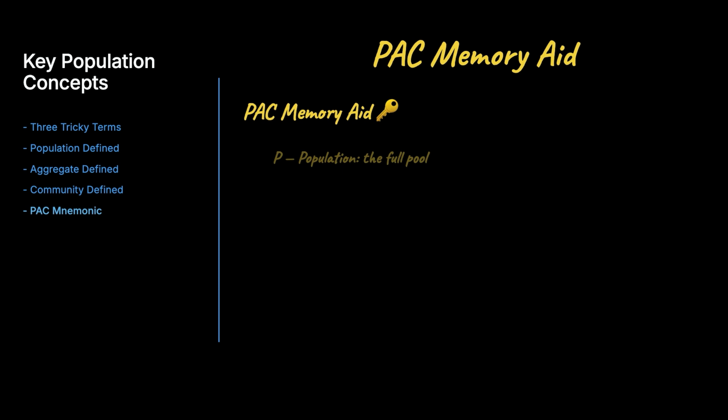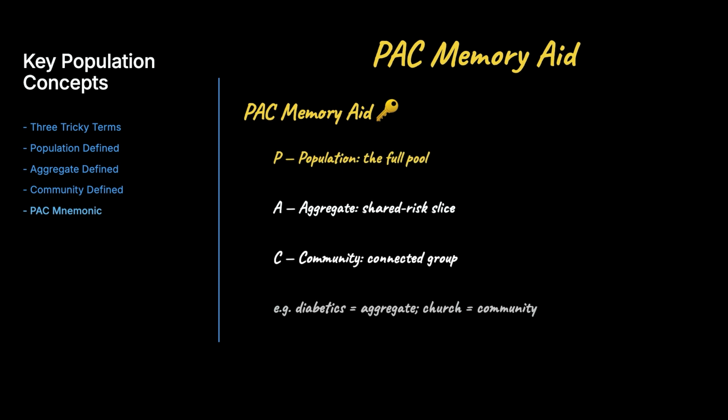Here is a quick way to keep them straight. The word pack. Population is the pool, the largest group. Aggregate is a slice of that pool, defined by shared risk. And community is the connected group whose members know they belong. So a faith congregation is a community, while all county residents with diabetes is an aggregate.